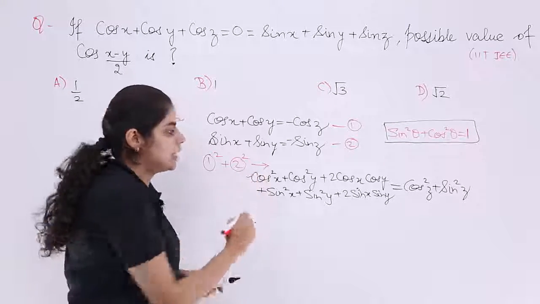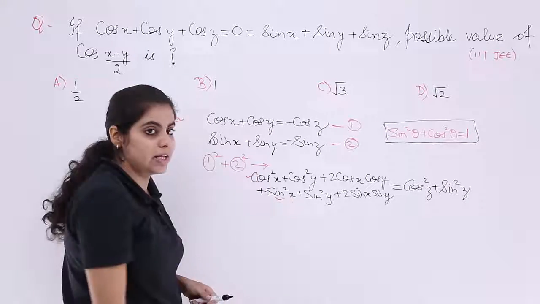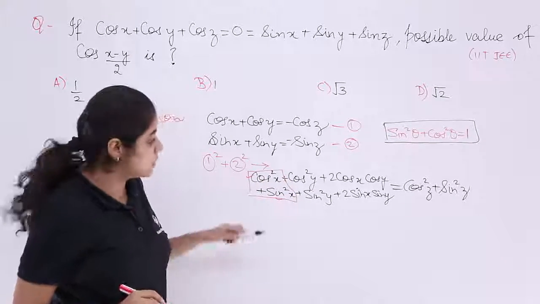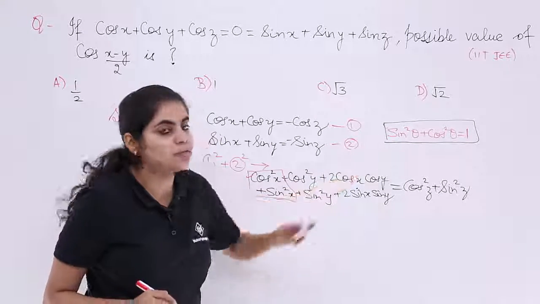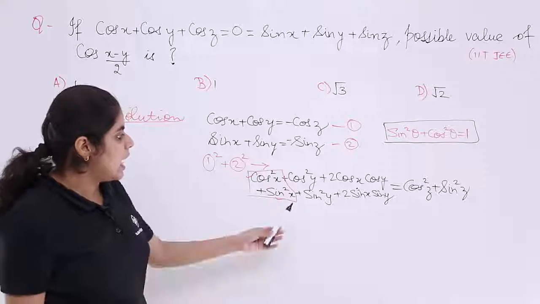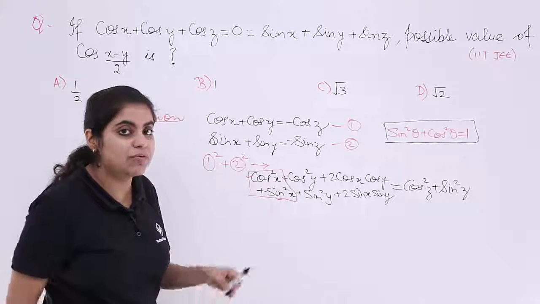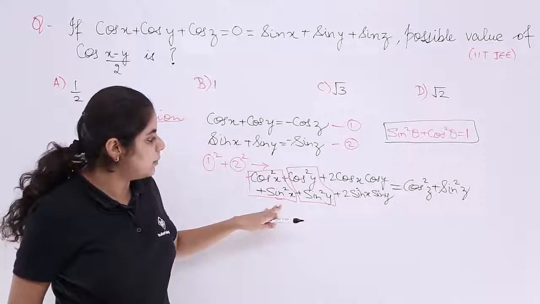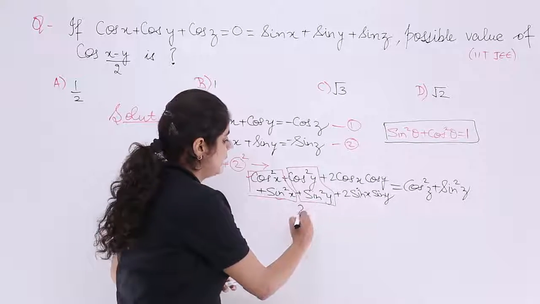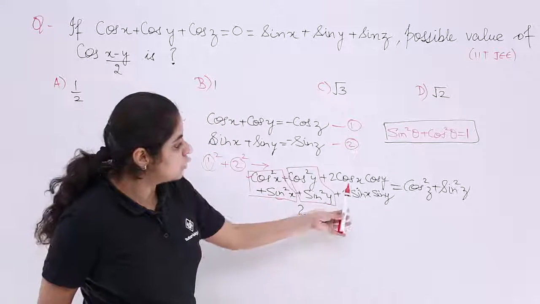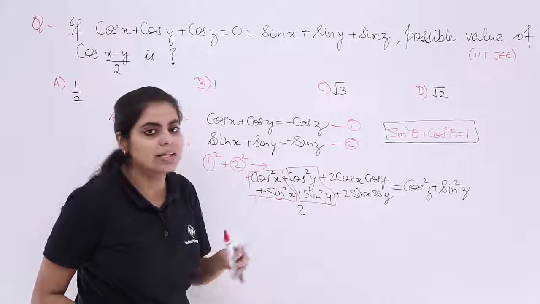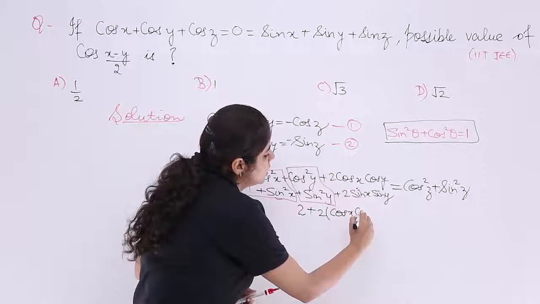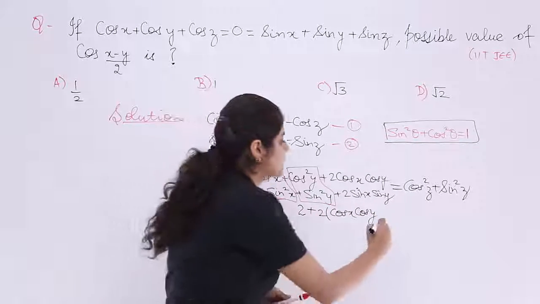I have cos square x. I also have sin square x. So both these terms will give me a 1 because cos square theta plus sin square theta as per the formula is 1. Similarly, I have cos square y and sin square y added up. So again both these things will give me a 1. So 1 plus 1 becomes 2. So let me write that 2. And what about 2 cos x cos y and 2 sin x sin y? Both these added up, you take 2 common. It becomes cos x cos y plus sin x sin y.